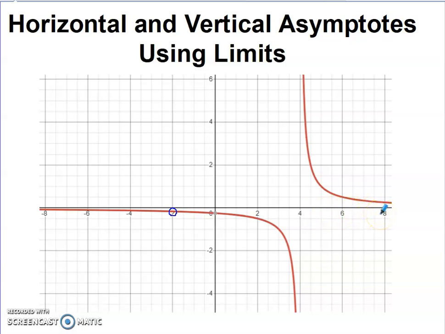This graph has another unique characteristic that I've added to the graph myself. There's actually a hole poked out of this graph at the x value of -2. So how do we figure out what exactly is going on with this graph if we don't have access to the graph, if we have to use limits to perform this analysis?